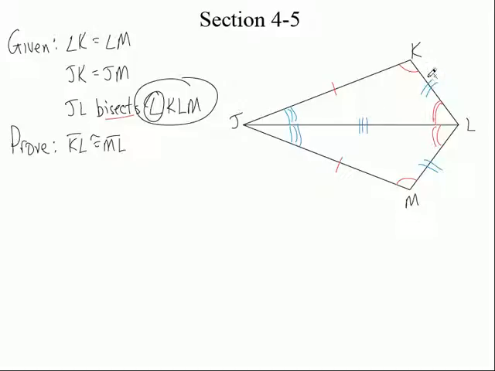The only ones that I could not have said were equal to each other were KL and ML. There's no way I could have said they were equal to each other unless I did what? Prove the triangles congruent. So now that the triangles are congruent, now I can say KL is equal to ML because of corresponding parts, CPCTC. Does that make sense? Okay.